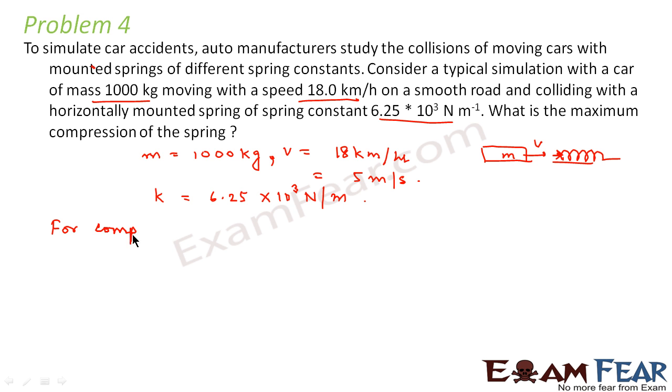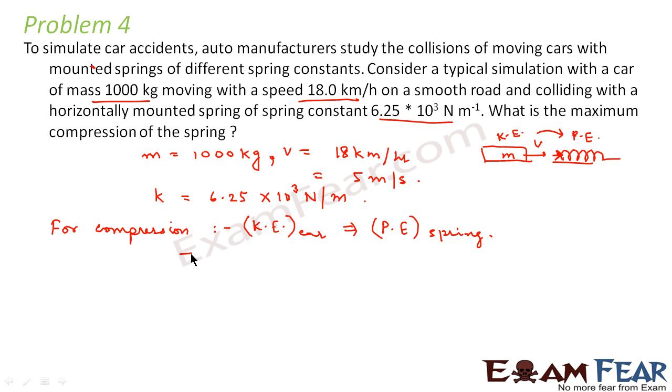When the spring gets compressed, what happens is that the kinetic energy of the car, this car is moving, so it will have kinetic energy. When it hits, the spring gets compressed. So this kinetic energy of the car gets converted into the potential energy of the spring. The spring gets compressed, so potential energy gets stored in the spring due to its configuration. So for compression, the kinetic energy of car gets converted to the potential energy of the spring.